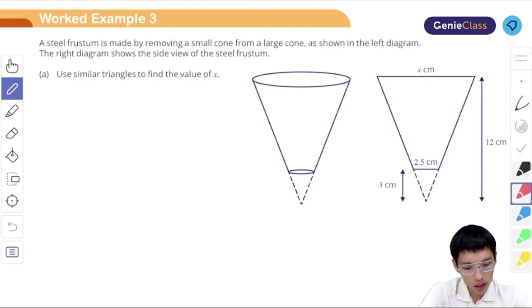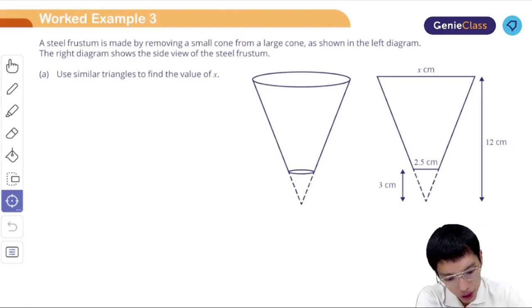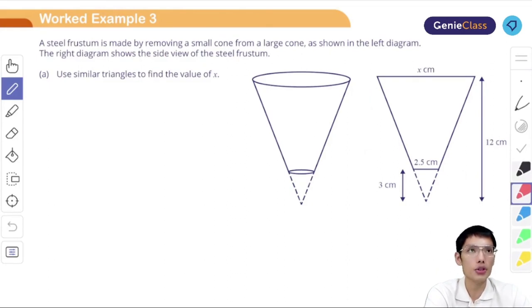Let's take a look over here. I have a steel frustum. It's made by removing a small cone from a large cone, shown in the diagram. The right side shows the side view. So similar triangles, to find the value of x, they should be rather clear. They tell you it's similar triangles already, so you don't need to prove the similar triangles.